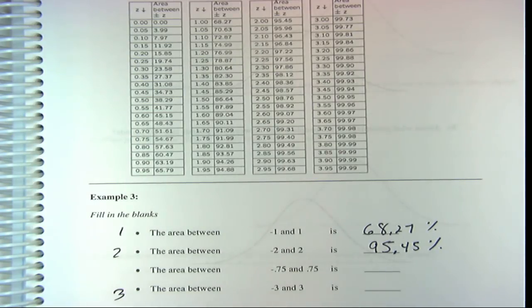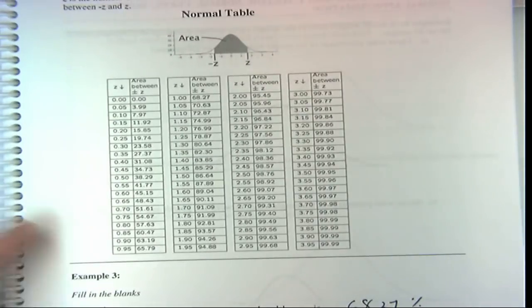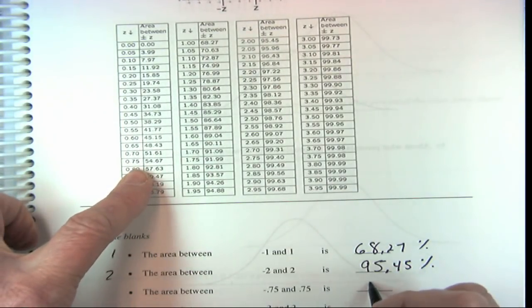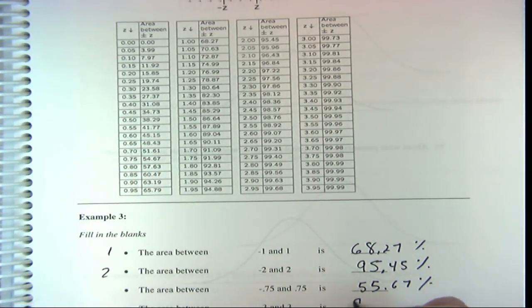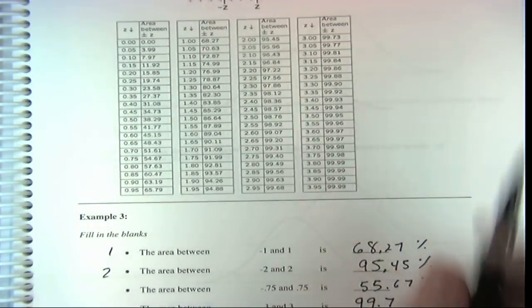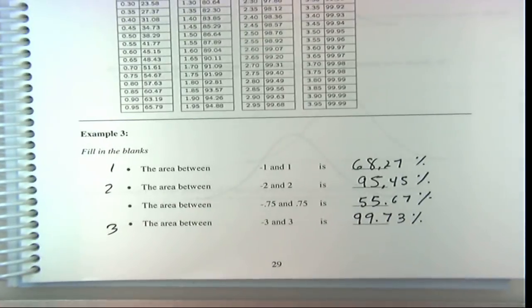We're going to be doing a lot of rounding in class, during lecture and at home, because I don't want to be pulling out my calculator all the time. The area between -0.75 and 0.75 is about 55, but it's 54.67%. And between 3 and -3, we said was 99.7. Let's see what it says here: 99.73. Any questions on that?